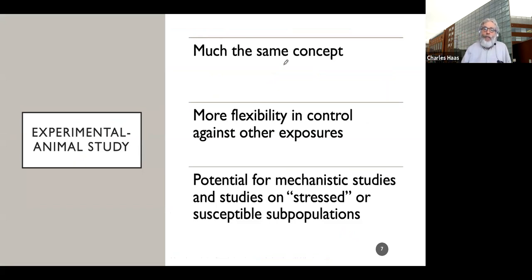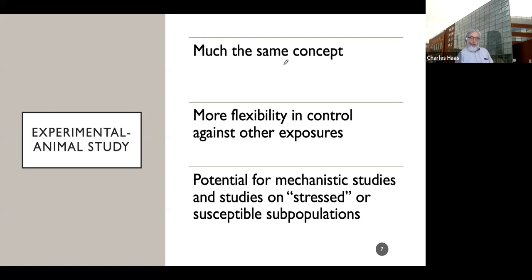An animal study is done much the same way, except using animals rather than humans. The advantage of an animal study is there's more flexibility in how we control other exposures. So in that cryptosporidium study I just told you about, once the subjects were administered the dose, they were allowed to proceed with their normal activities, but they were periodically monitored, asked to take their temperature, record their health status, and so forth. With animals, you can keep them controlled.